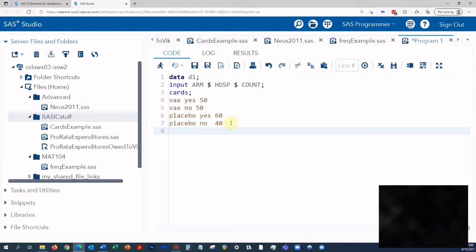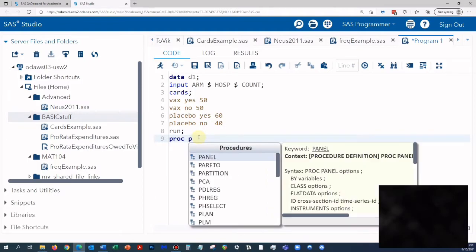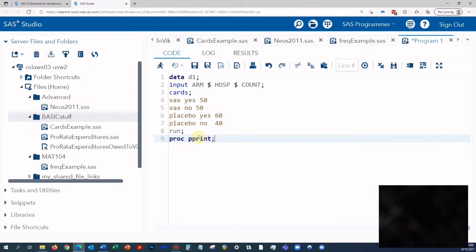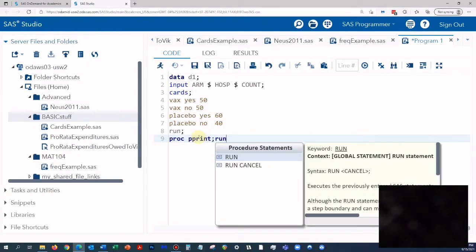So then you have to tell SAS that you've finished entering the data. So you type the word run, and then semicolon. Okay. So now let's check just to make sure I didn't make any kind of mistake. What I like to do is look at my data. So I go proc print, semicolon, and then run, semicolon.